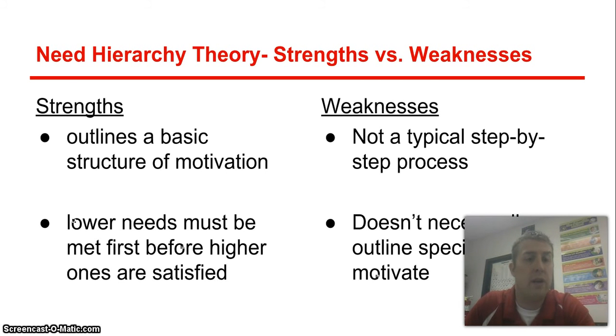So some strengths and weaknesses with this theory. Some of the strengths, first of all, it outlines basic structure and motivation. I mean, it is very basic. It outlines for us what we need. Secondly, the lower needs must be met before other ones are satisfied. So as they meet those lower physiological needs and so on, as they go throughout the hierarchy, they can satisfy the next. Some weaknesses, some things that maybe are a little bit vague. It's not really a typical step-by-step process, basically meaning that one has to be fulfilled before you go on to the next. So that can be a little bit difficult, and it doesn't necessarily outline ways for us to motivate. There's nothing saying you have to do this to motivate students, which can be a bit of a weakness.